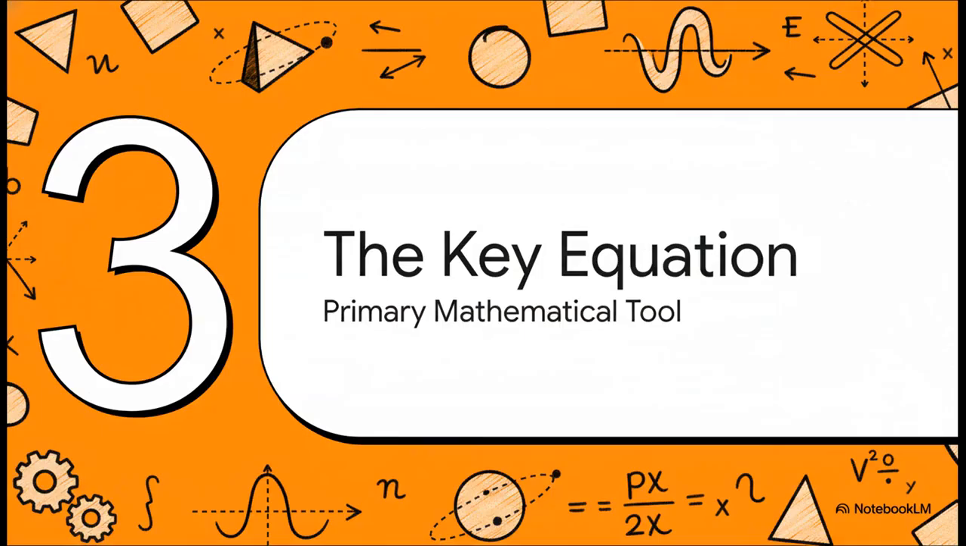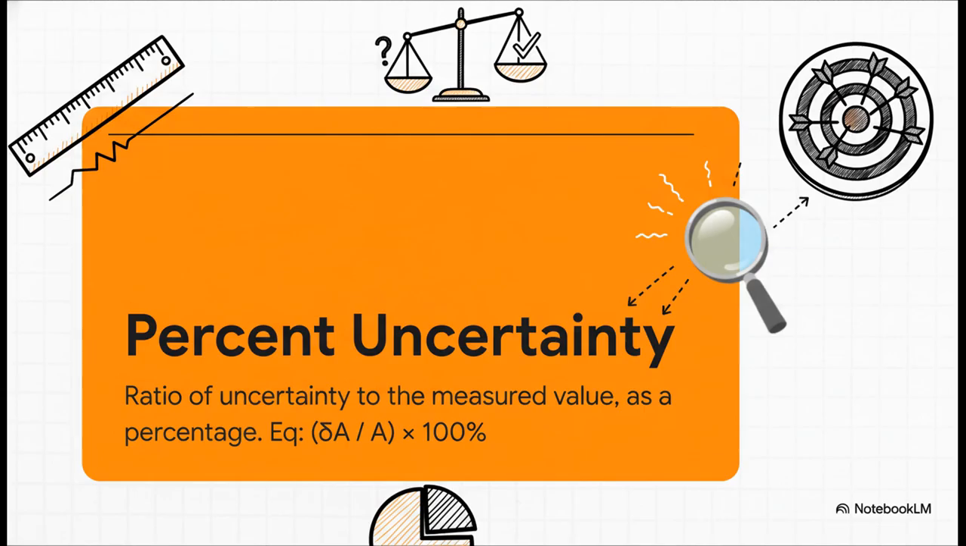So, now that we've got the language down, let's look at the chapter's key mathematical tool. This is the equation that helps us put all these concepts into practice. The one key equation for this whole chapter is for percent uncertainty. And this is so important because it's how we measure how precise our measurements are. You know, in physics, a number by itself is pretty much meaningless unless you know how confident you can be in that number. This simple formula gives us a standard way to express that confidence.